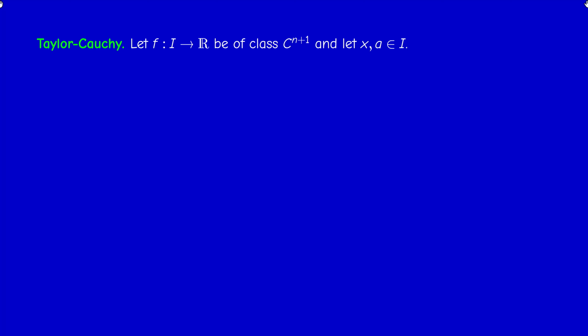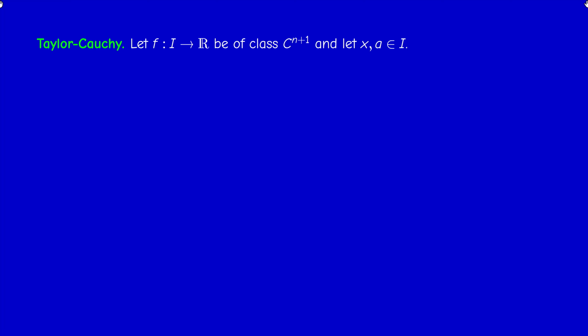Third form, Taylor-Cauchy, or Taylor with integral remainder. It's an exact expression. We assume that f is of class C^(n+1). So the assumptions are even stronger than the assumptions of Taylor-Lagrange, but the result is better actually. If you noticed, the assumptions in Taylor-Lagrange were stronger than the assumptions in Taylor-Young, but the consequence was stronger.